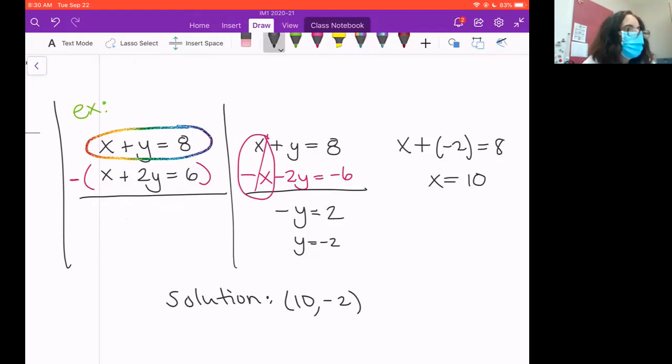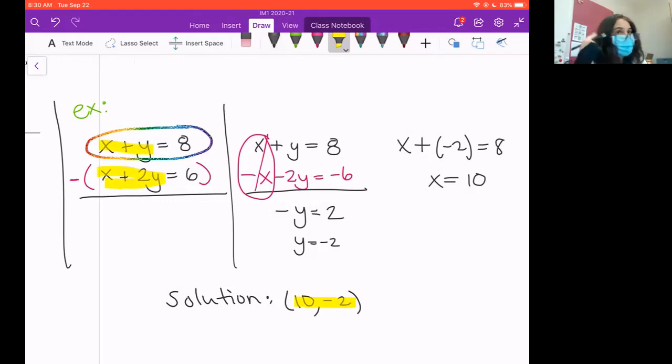You can always check your answer. Take this point, plug it in here for x and y. See if you get 8. It's easy to check like on a calculator. Let's see, 10 plus -2, yeah, that's 8. Check it in here and see if you get 6. If I take x, which is 10, plus 2 times -2, which is -4, I do get 6.